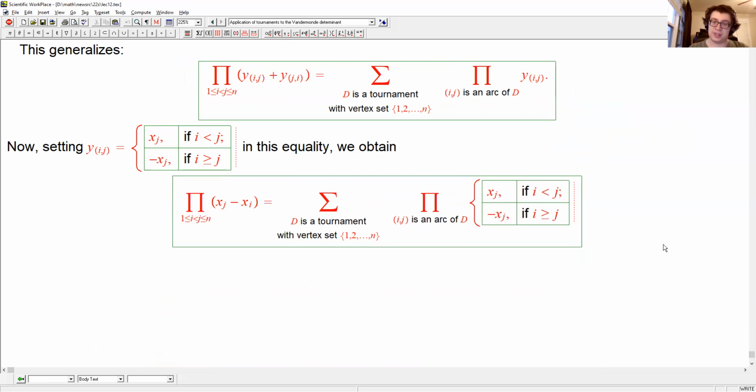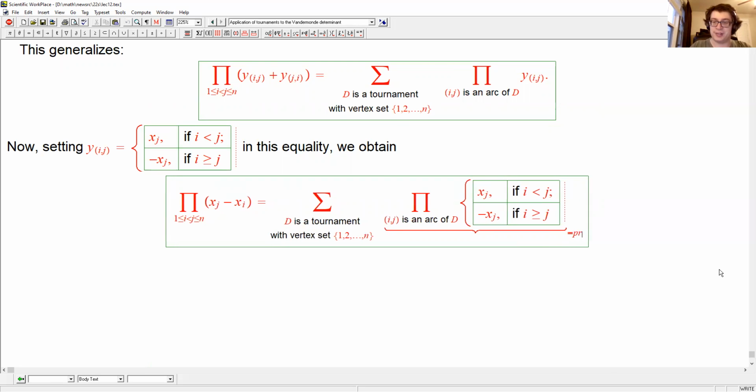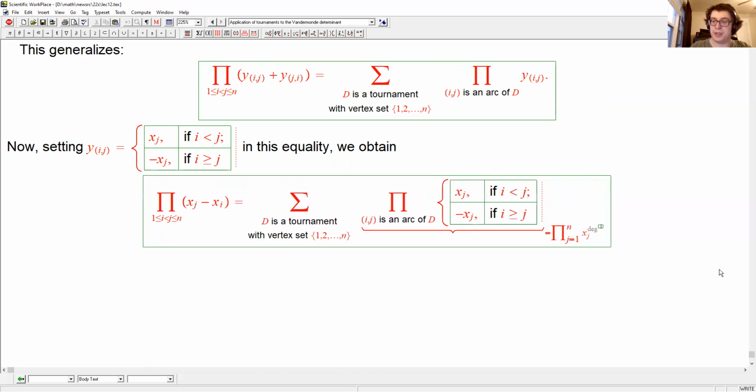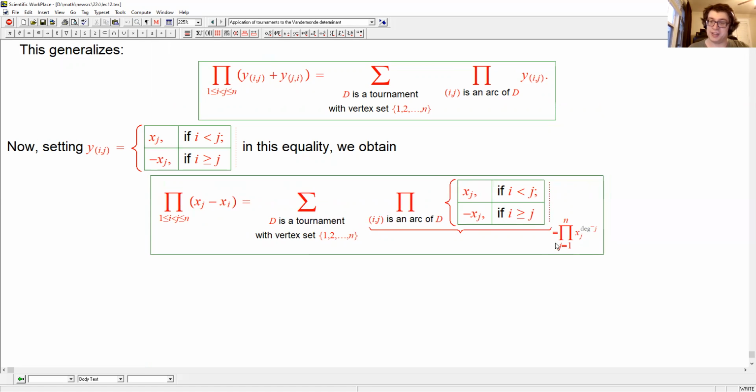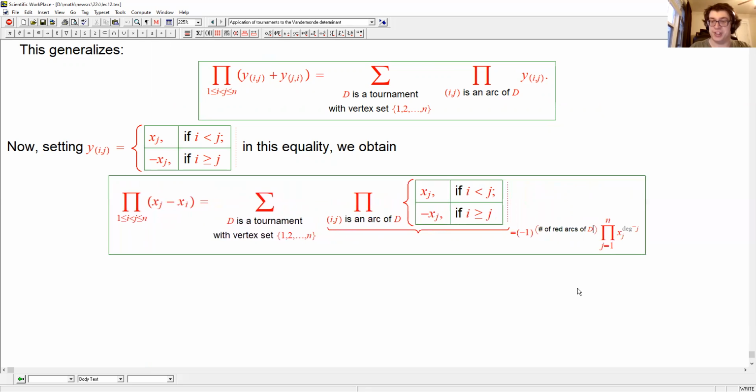So now this can be simplified a little bit. If you look at how often a single xj appears in this product, it appears as often as there are arcs with target j. So it's the same as saying that it appears with exponent the in-degree of j. And so that's one thing. And how many minus signs appear? Well, I'm going to say the number of red arcs of D. And by red, I mean arcs that go from a bigger vertex to a smaller vertex. So those are the arcs I've painted red here.